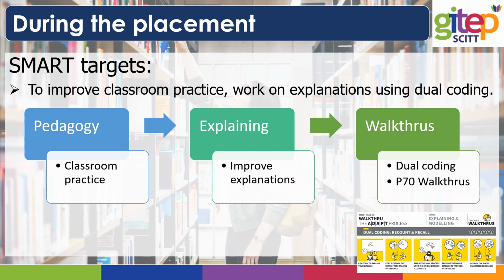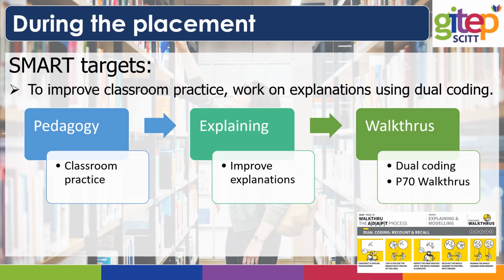We suggest starting with a broad theme. In this case, I've suggested pedagogy as opposed to, for example, behaviour management or subject knowledge. From there, we then home in on something a bit more particular, in this case, explaining in lessons or improving explanations. And then finally, we know that the trainee wants to improve their explanations, so how are they going to do it? So on the third level down, we're then directing the trainee to a particular technique or approach. In this case, we're suggesting dual coding.